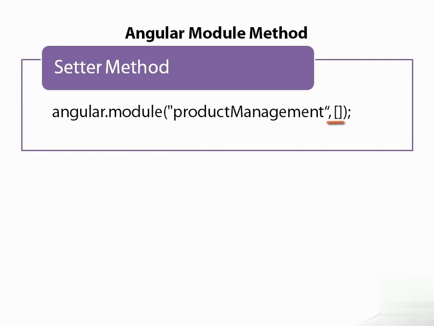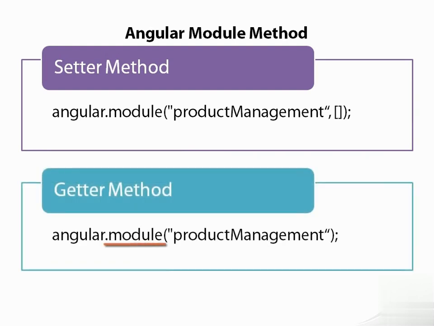A dependency is a reference to any other module or library that this module uses. These dependencies are also known as injectables because Angular injects them into the parts of the application that need them. If there are no dependencies, an empty array must be provided. Our application does not currently have any dependencies, but it will. We'll see how to set up dependencies in the next module. This syntax is sometimes referred to as the setter method for the Angular module because it is the syntax used to set or define the module.